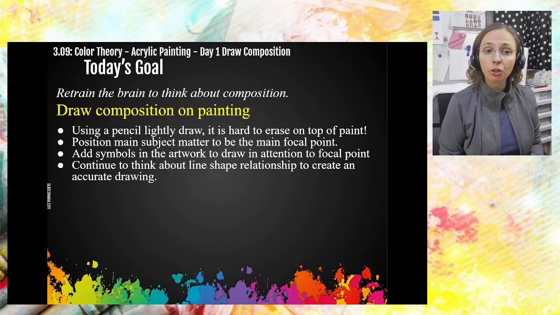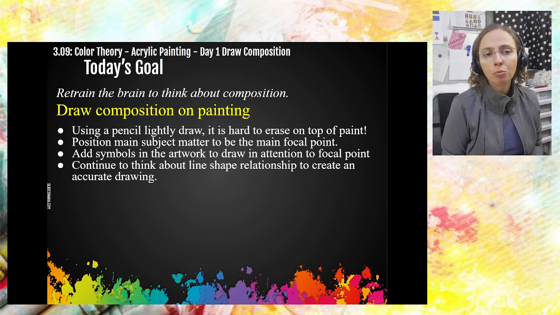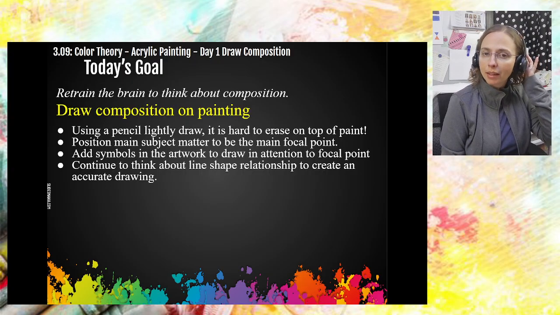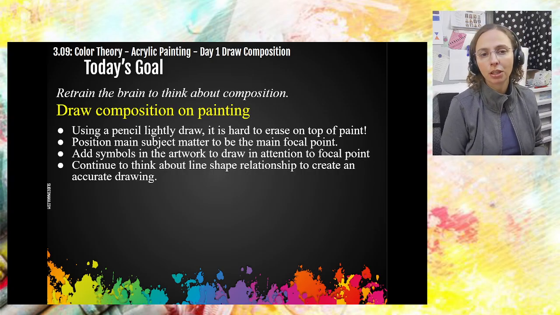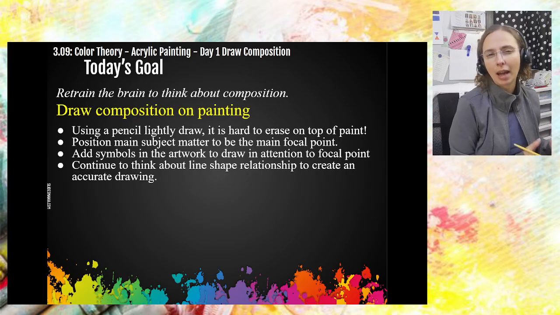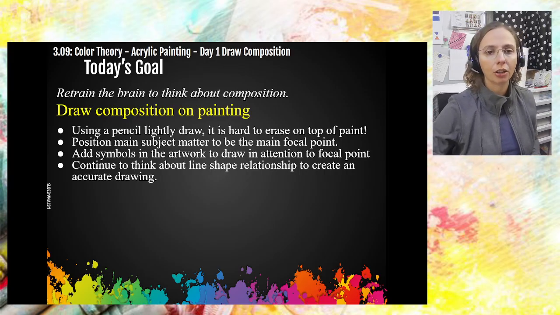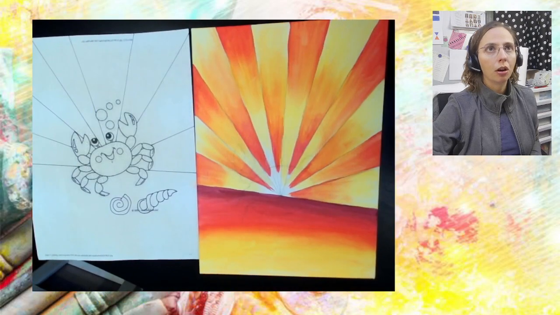Position your main subject matter as the main focal point in the painting. So we're going to talk about placement, and then eventually we'll move on to that add symbols comment there. We'll talk about that probably in the next session. But I do want you to continue to think about line shape relationships as we try to create a really accurate rendering, or accurate drawing, here. So we're going to jump back over to our screens.